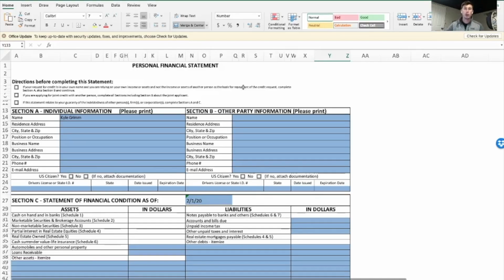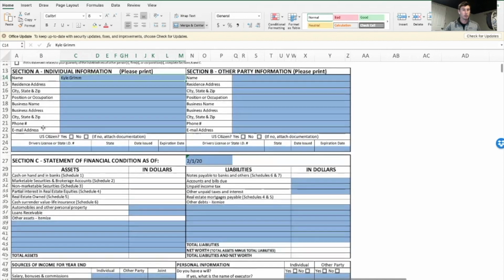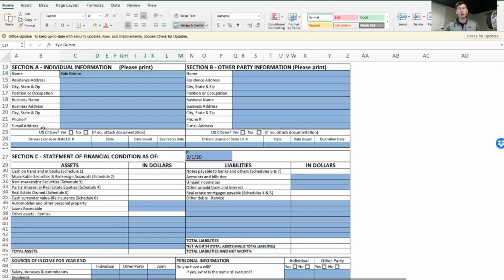Okay guys, here we are. We are inside the personal financial statement. Now this is a statement that I received from a bank years ago and have just kind of stuck with it and just enjoy using it. So every bank's going to have a different one, but they're all going to essentially be the same thing, and you're going to be getting the same numbers. So let's go ahead and just check it out.